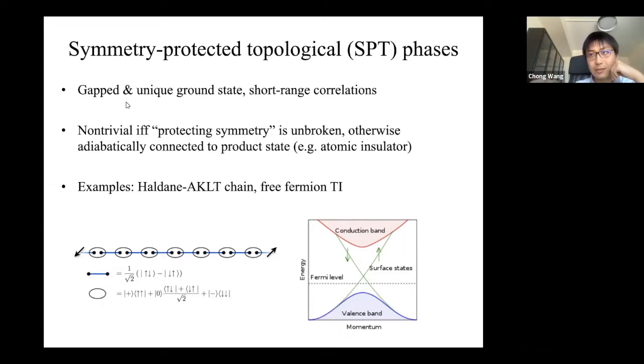The state is non-trivial in the sense that it cannot be adiabatically connected to an atomic insulator or an unentangled product state. And if you break the symmetry, the state looks really boring, really trivial, because it can be adiabatically connected to the trivial product state. Famous examples include the free fermion topological insulator and the Haldane AKLT spin-1 chain.